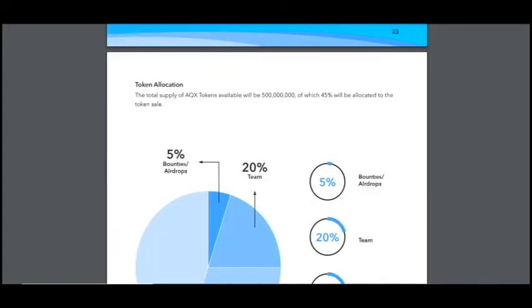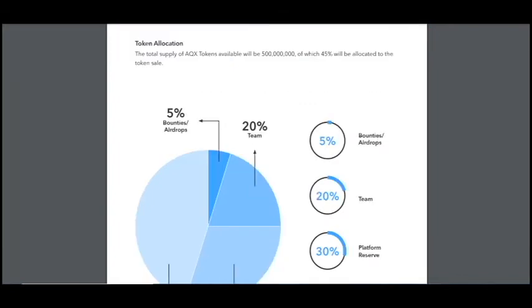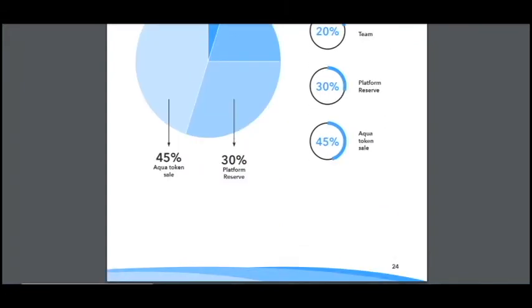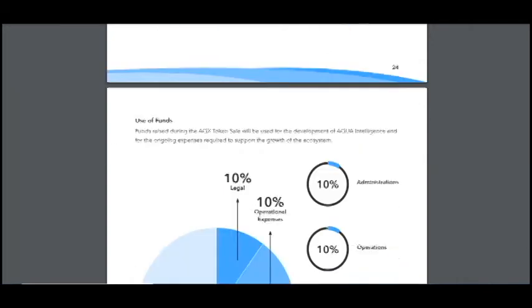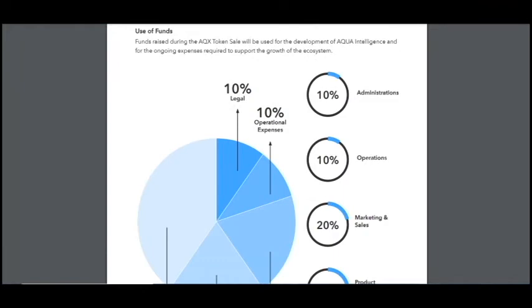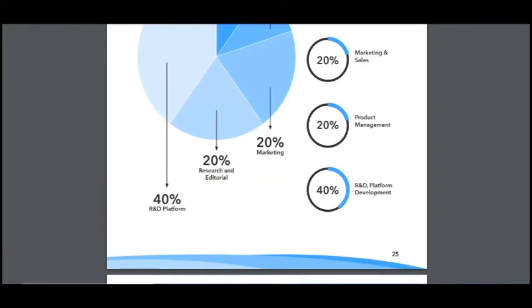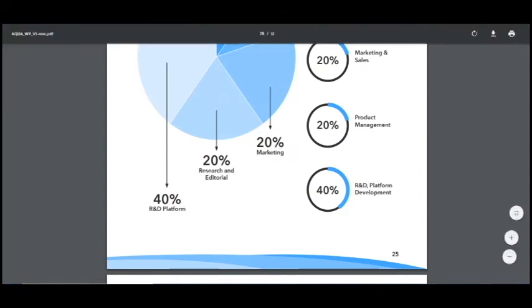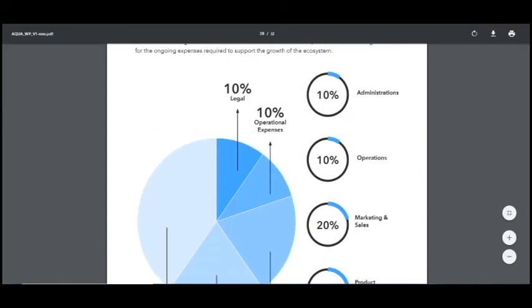So here is information about token allocation: 5% for bounties and airdrops, 20% for team, 30% for platform and reserve, 45% for the AQUA token sale. And here's the use of funds. Many tokens go to platform development, then to product management, marketing and sales, operations, and administration.